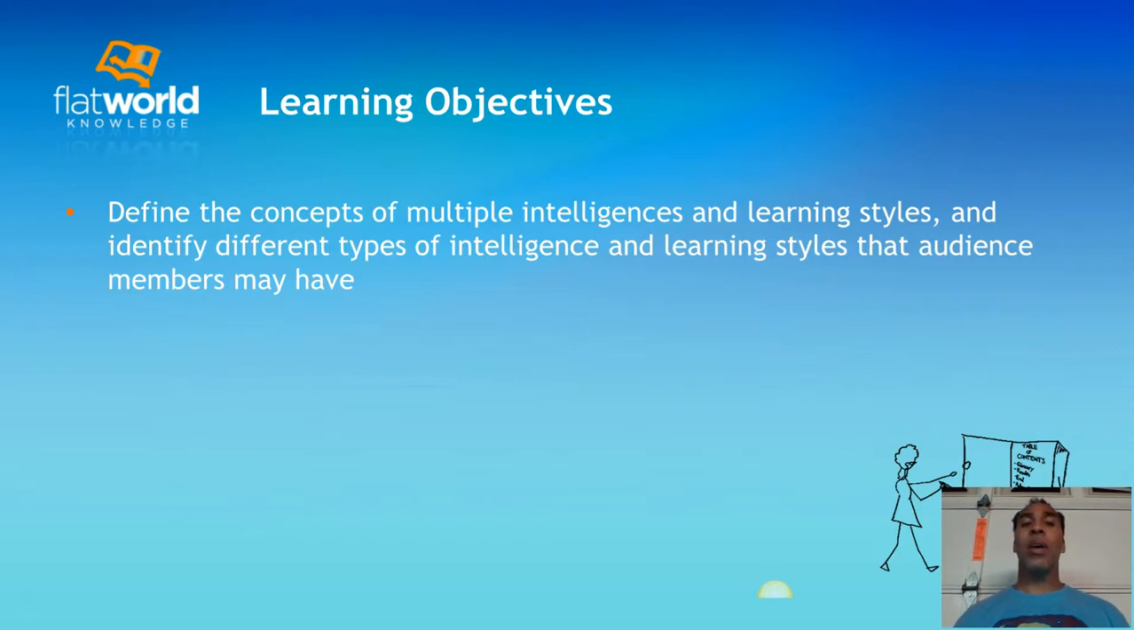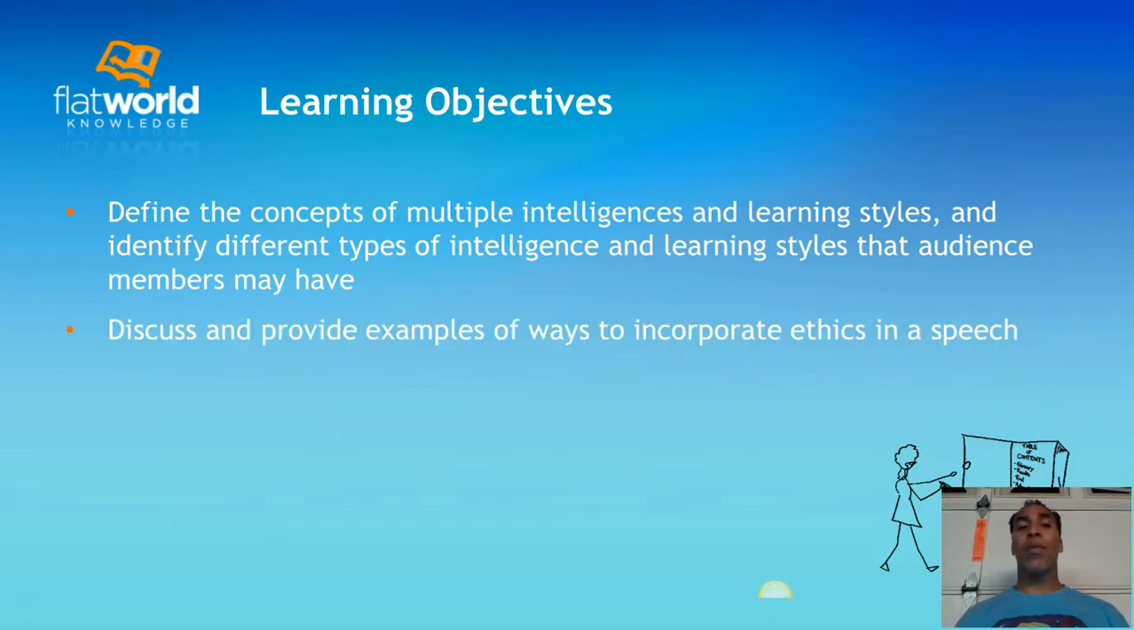Define the concepts of multiple intelligences. Remember, we have different sides of our brain that help us to do different things, and learning styles. And identify different types of intelligence and learning styles that audience members may have. Everybody doesn't learn the same way. Some people learn hands-on. Some people are very auditory learners. If you know a little bit about your audience, your group, that's very helpful.